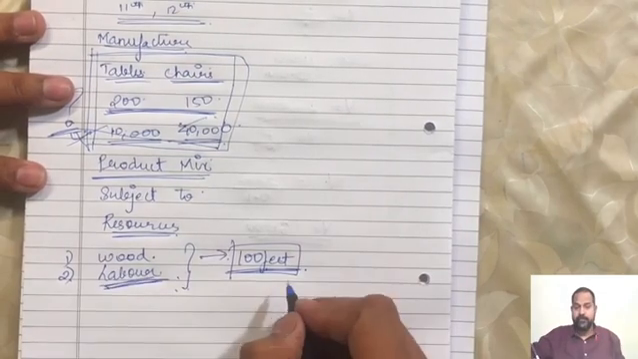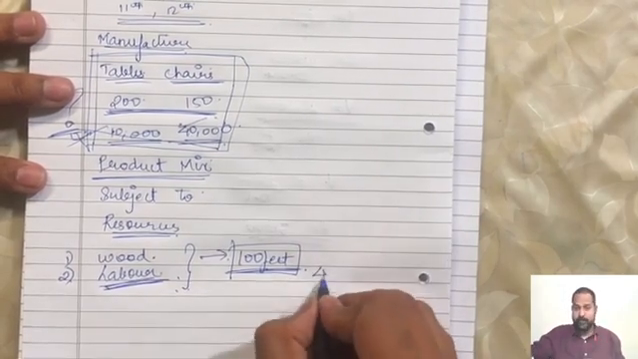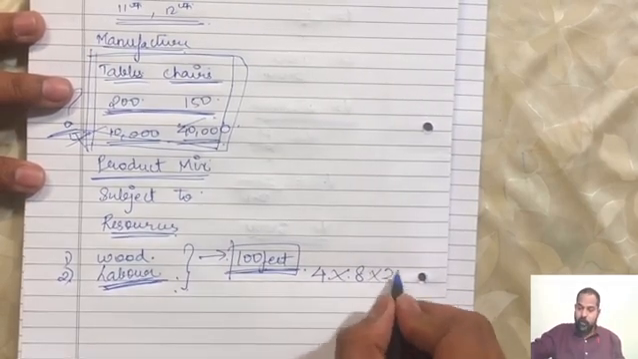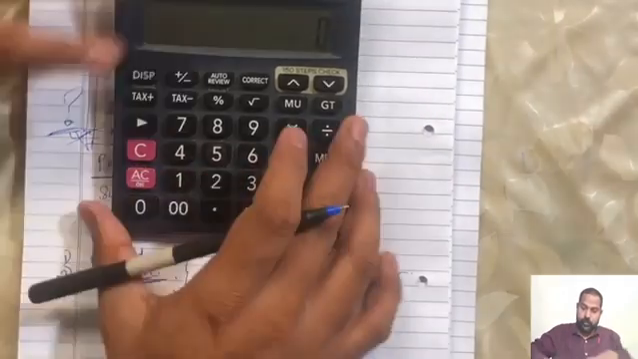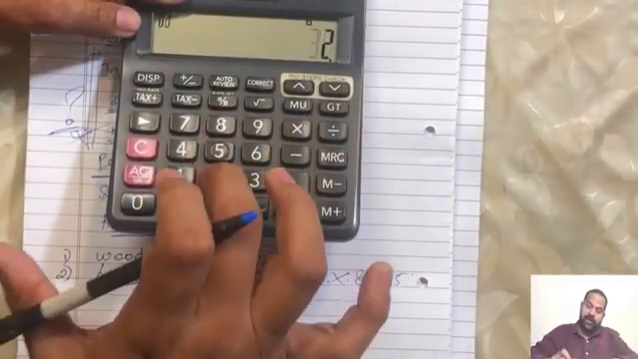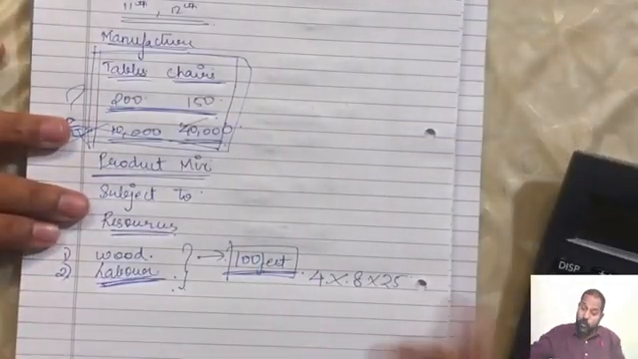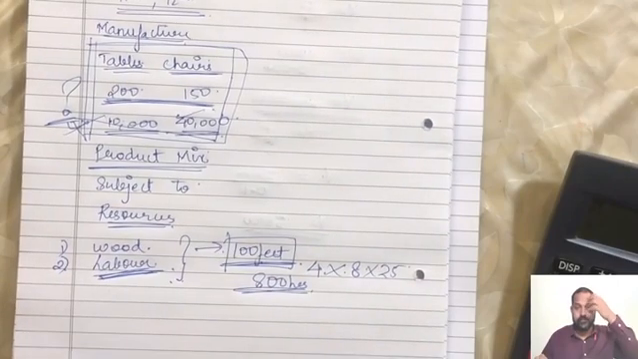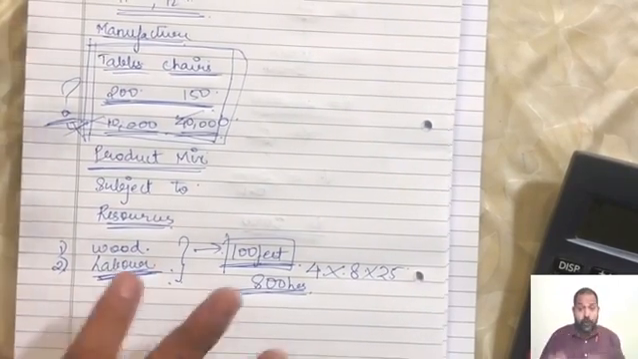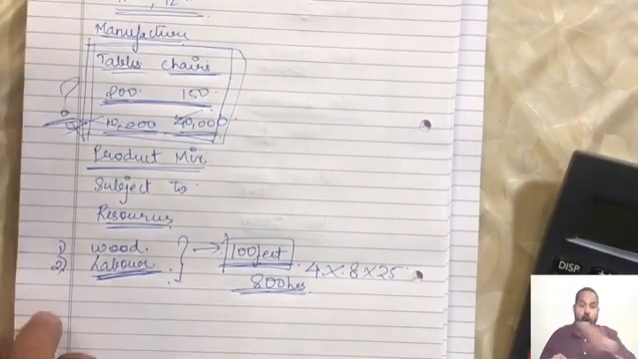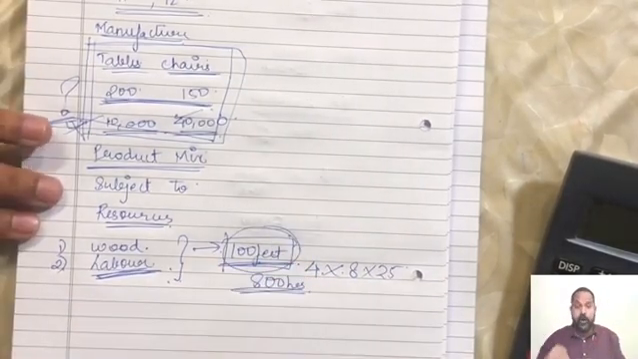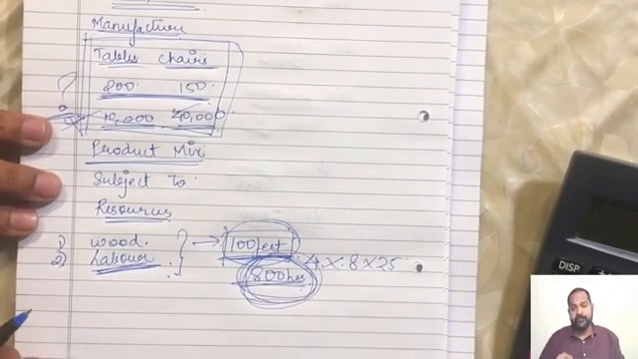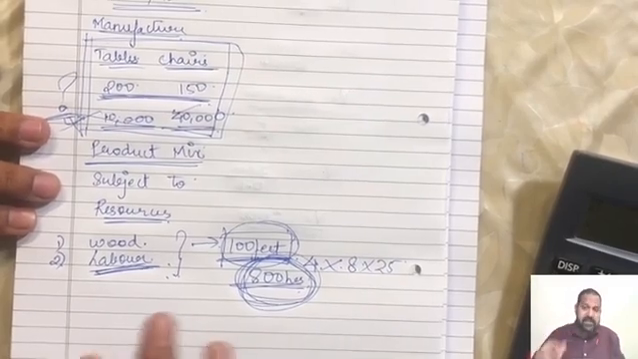What about labor? I have 4 people working for 8 hours a day, working for 25 days. So I have a total of 800 hours of labor available. So no matter what production you plan, make sure that you do not ask me for more than 100 feet of wood and more than 800 hours of labor. And that is going to be the task.